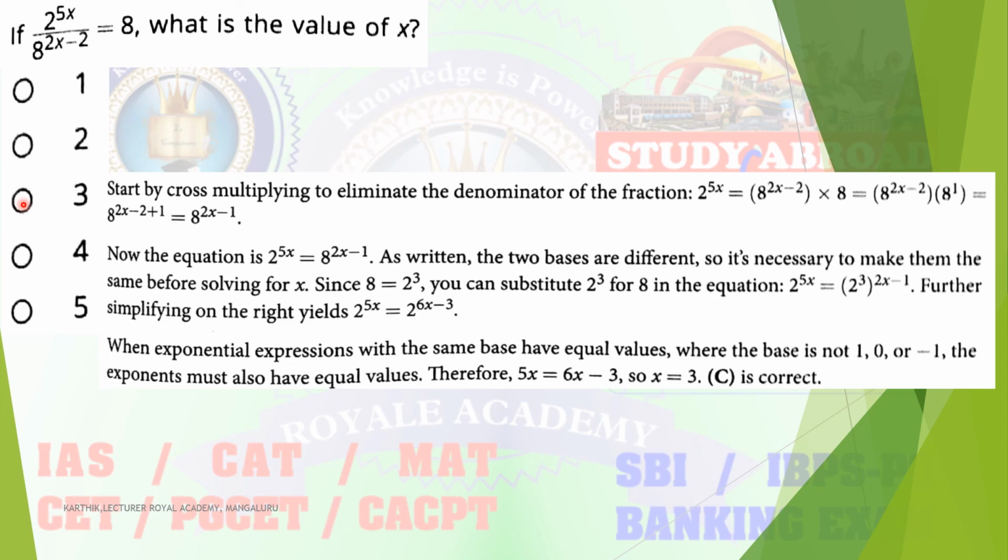I hope all of you understood. In simplification, you have to simplify carefully and find the answer for x. x is equal to 3. So option C is correct.